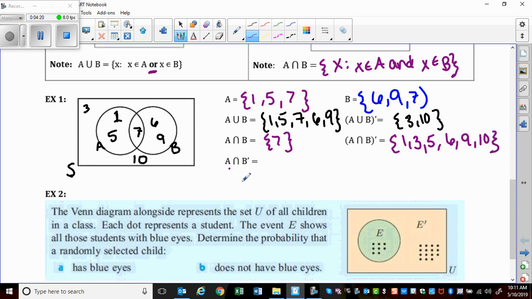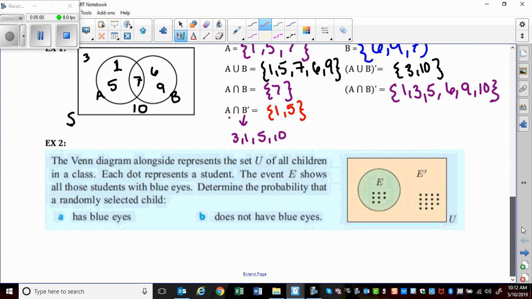I think that's it. Now, A intersecting only B complement. First, I need to know what is B complement. Well, that's not B. So B complement is this one only, which is 3, 1, 5, and then 10. So B is 7, 6, and 9. The complement of that is this. Now, we want to know where that intersects with A. Well, A has 1 and A has 5, and that's it. So this intersection is only 1 and 5.